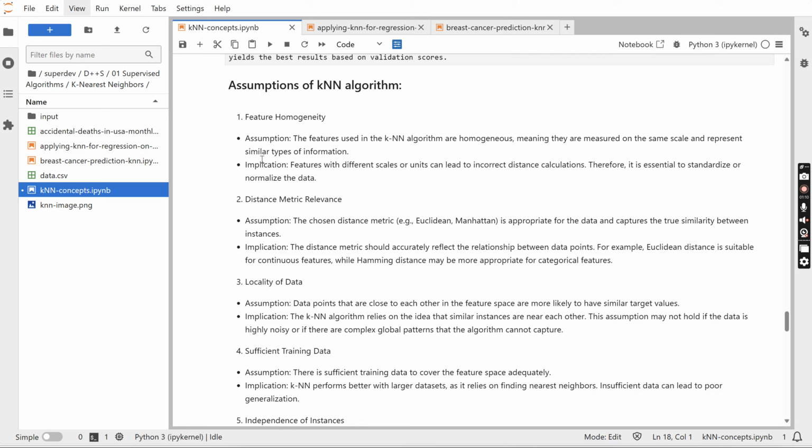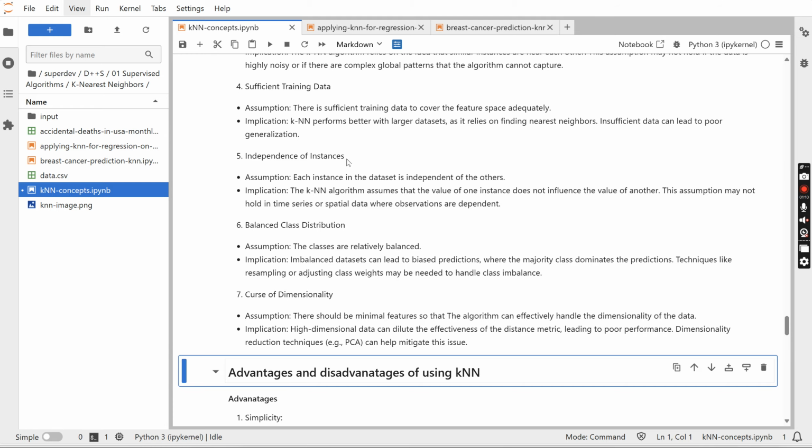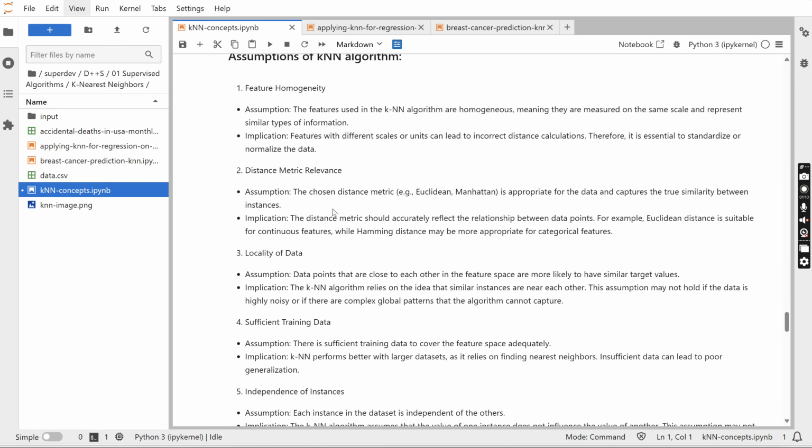So we have a couple of assumptions to use the KNN algorithm. First is feature homogeneity. This we have learned in linear regression as well. Homogeneity of the data means all the data that you are trying to measure distance from should be similar type of information. One can't be height, one can't be weight. You can't measure the distance that way. So homogeneity should be there. Similar data, you can calculate the distances only between similar data.